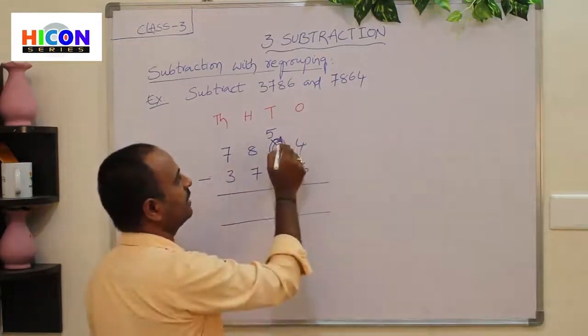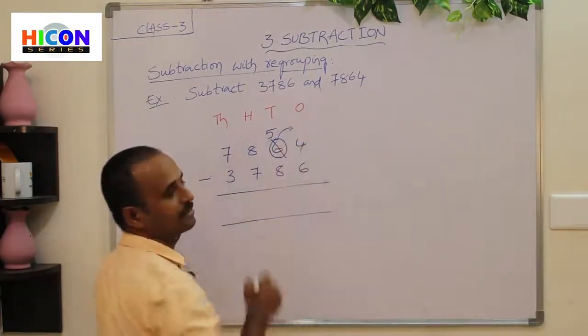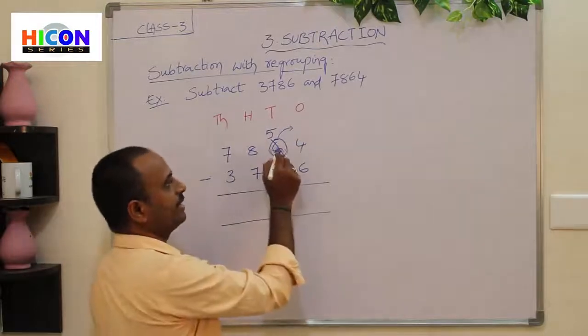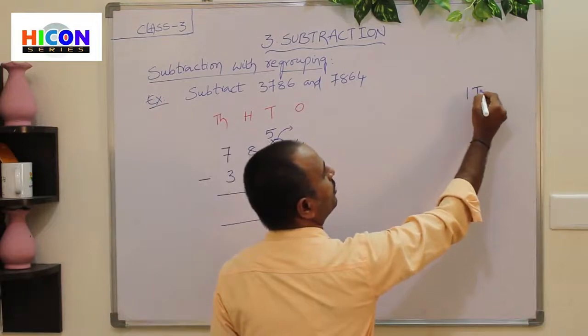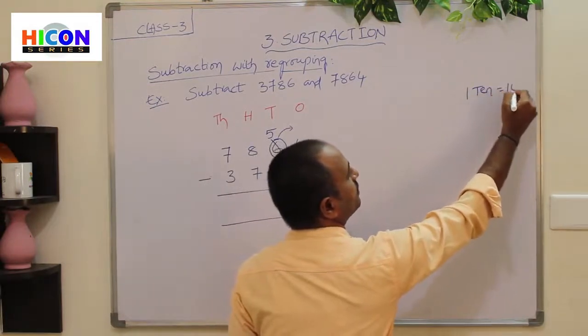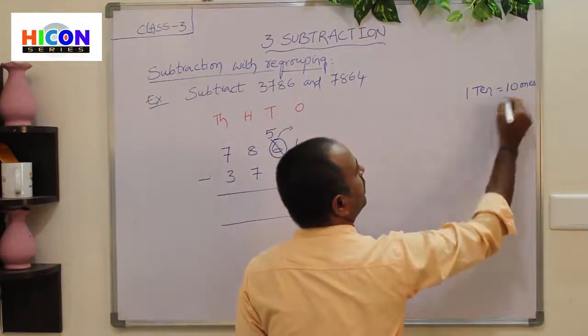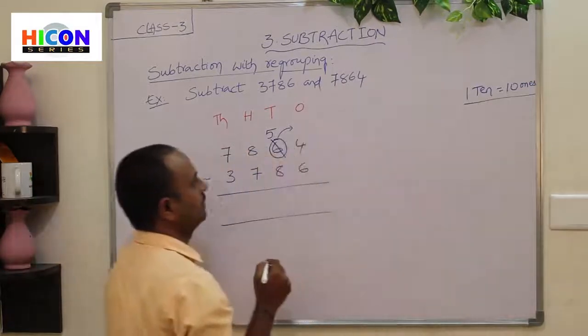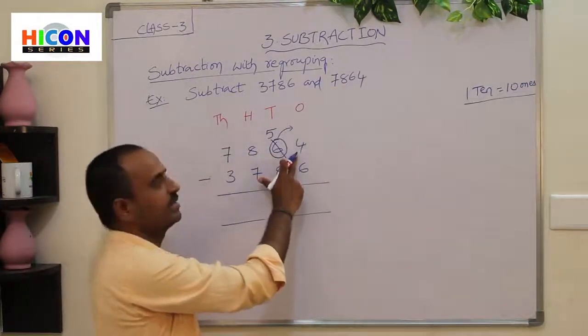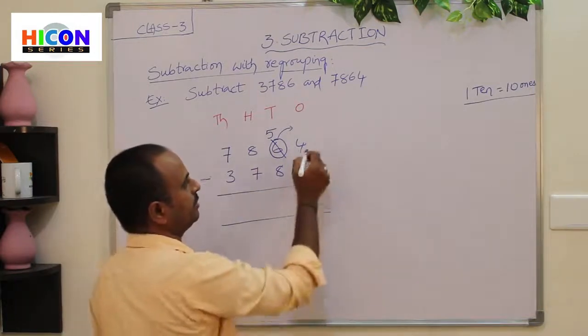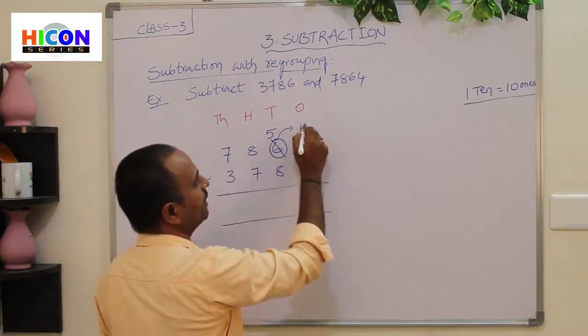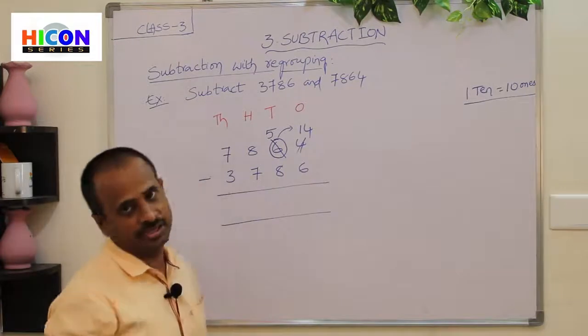So carry that 1 ten to the ones place. If we carry 1 ten to the ones place, then the 1 ten becomes 10 ones. So already there are 4 ones, and again there are 10 ones. Total becomes how many ones? 14 ones. Children, do you understand it?